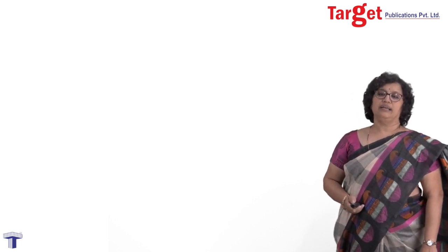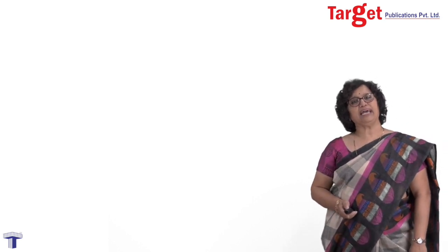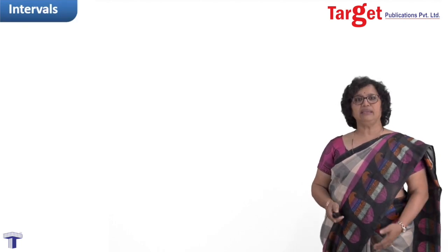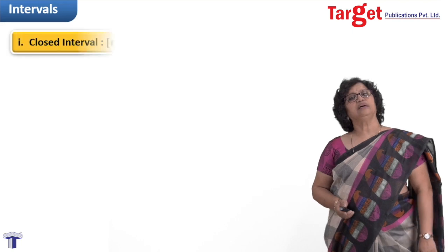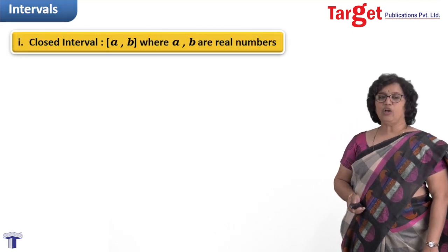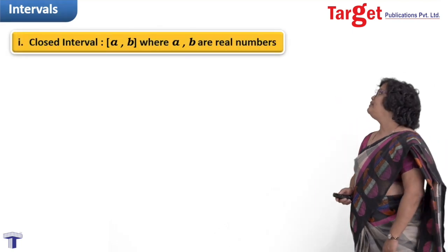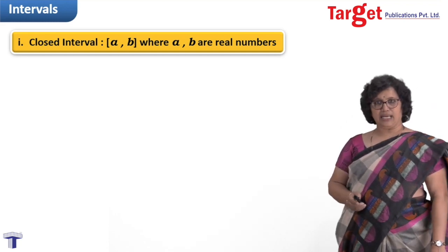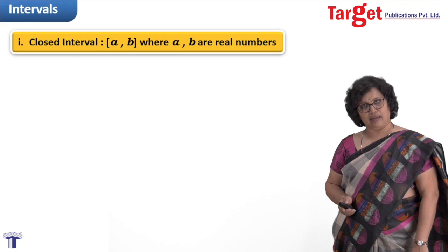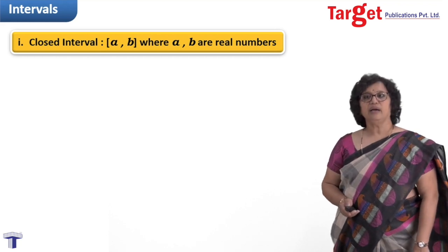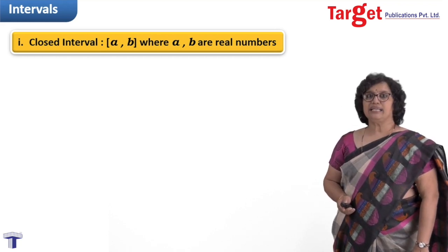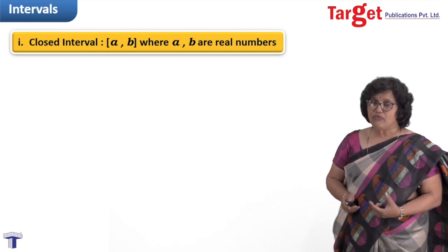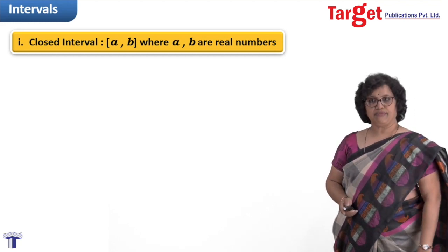So we first define what we mean by interval. There are two main types of intervals. One is the closed interval, and look at the notation I have written: A comma B within square brackets. That means you write two real numbers separated by a comma. That square bracket takes our attention, and that is the main thing attached with a closed interval.